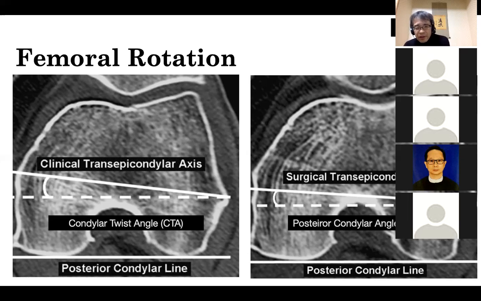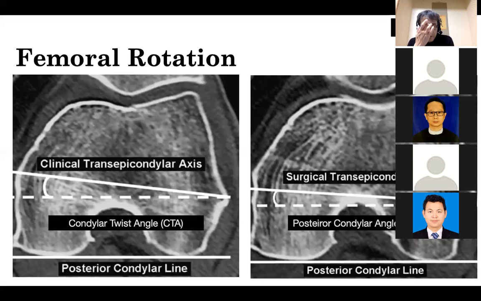But roughly, we should consider the transepicondylar axis as the line between the sulcus and the lateral epicondyle, and the angle between the PCA and this epicondylar axis we consider to be the condylar twist angle, approximately 3 degrees. So more precisely, use a preoperative CT scan and calculate this twist angle, and intraoperatively we should adjust the rotation angle to cut the posterior condyle parallel to the transepicondylar axis.